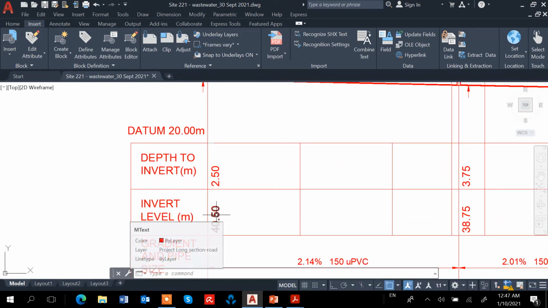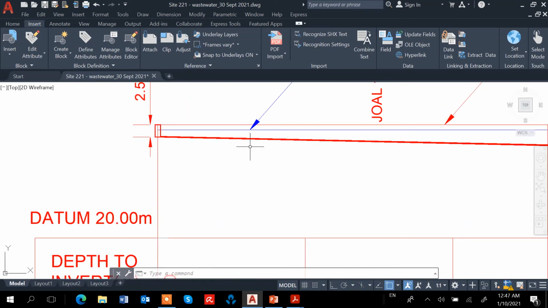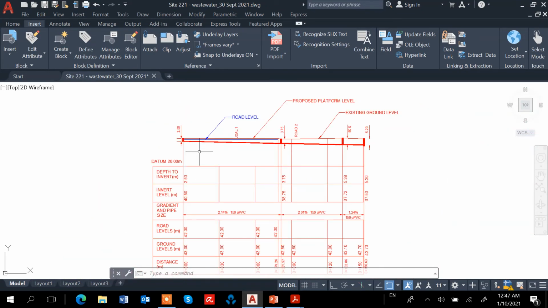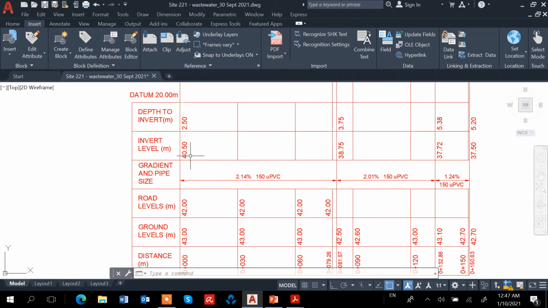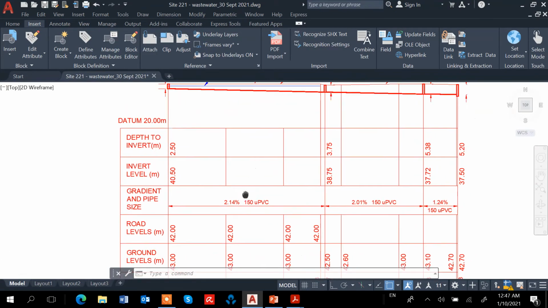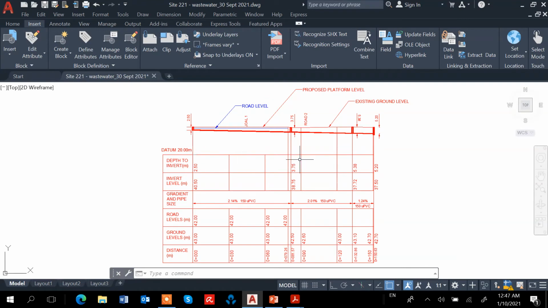So in this case I put it 1.5 meter deep from the platform. Hopefully the other side it can go in as well, because I think this one the invert level is 40.5, and the other side the platform is 42. So hopefully it can go into this 40.5. So I do all the top one.